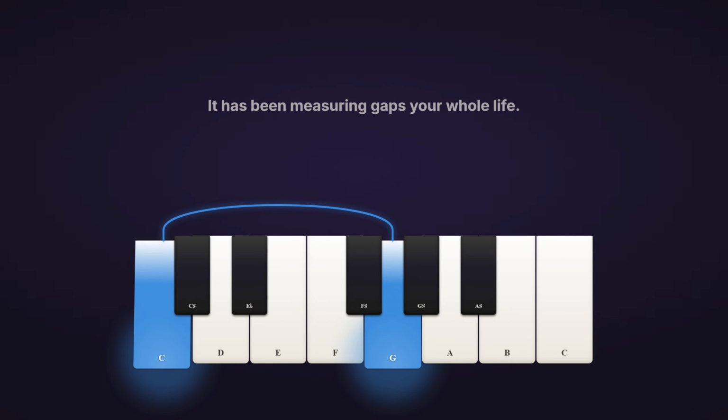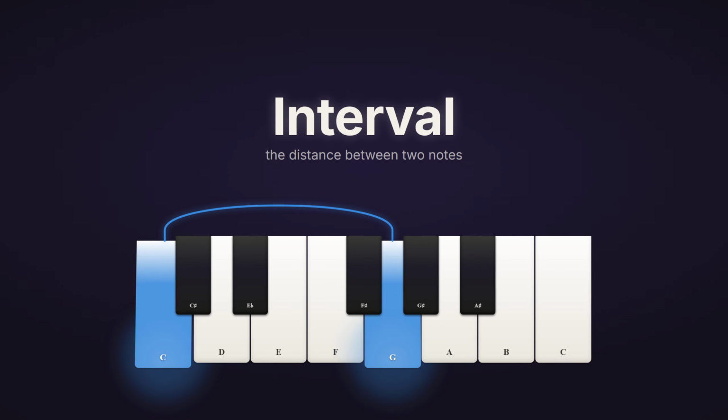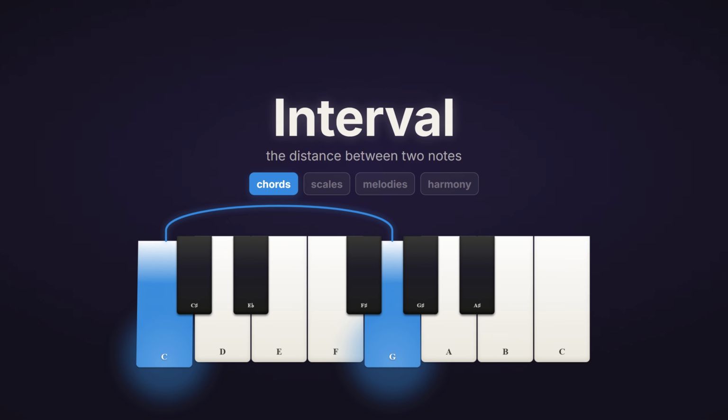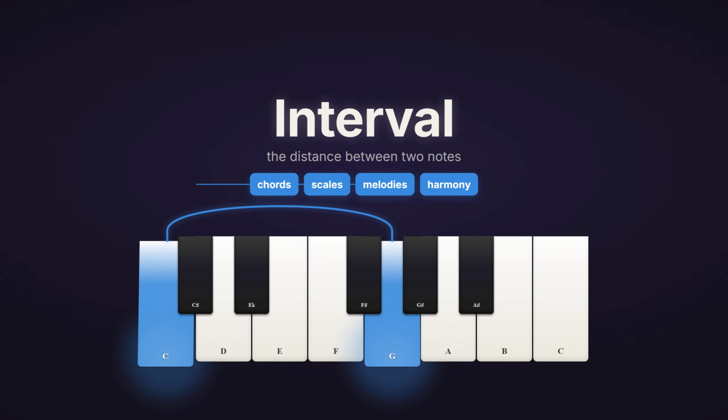That measured gap, that relationship between two pitches, is the single most important idea in all of music, and it has a name. It is called an interval. And here is the promise of this whole video. Get this one idea properly into your ear, really understand it, and chords, scales, melodies, and harmony all stop being a pile of disconnected facts you have to memorize. They turn into one connected picture. So let us build that picture from the ground up.